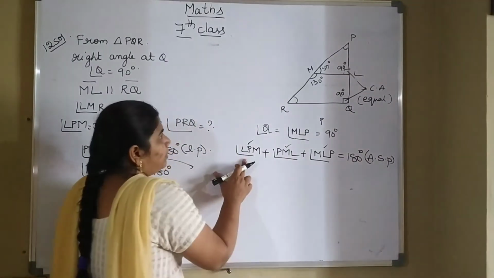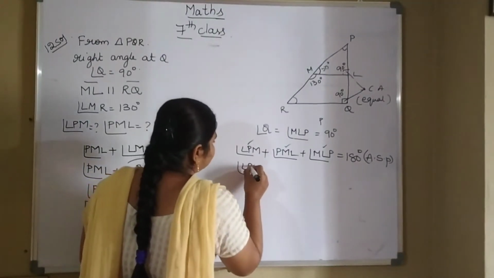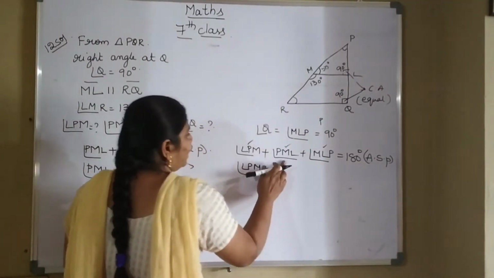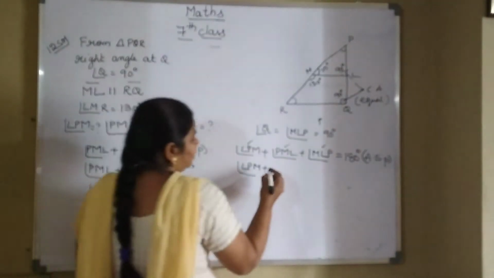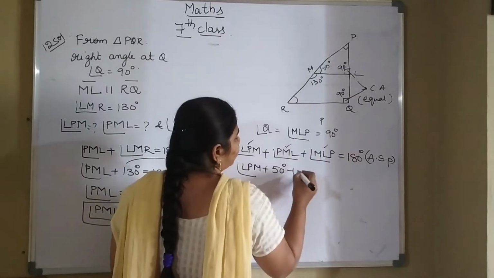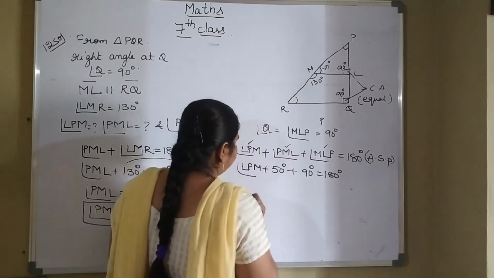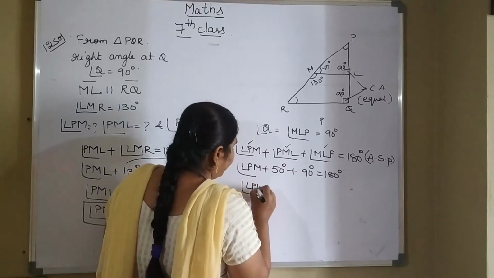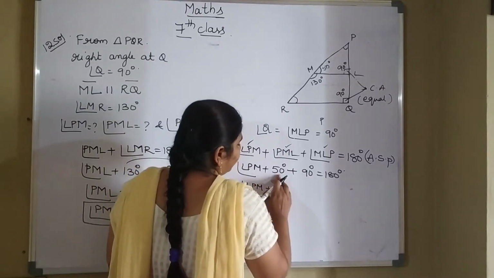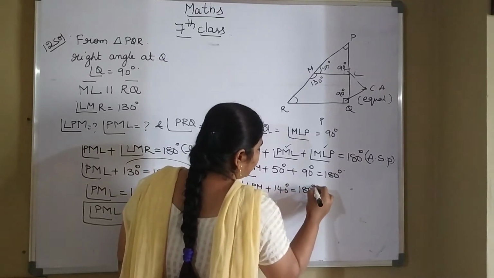Okay, so LPM is how much? LPM we don't know, so we are finding that. So I am writing as it is, plus PML value we got as 50, and MLP value we got as 90 is equal to 180. Angle LPM plus 50 plus 90, that is 140, is equal to 180 degrees.